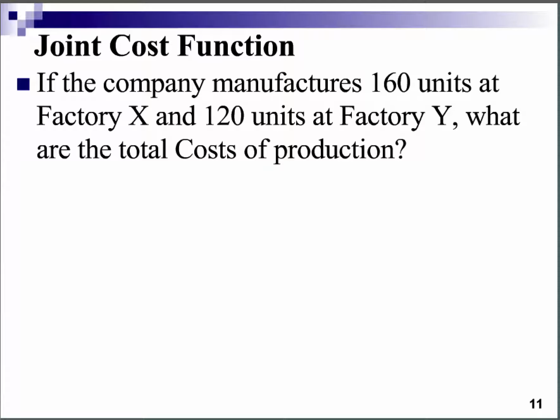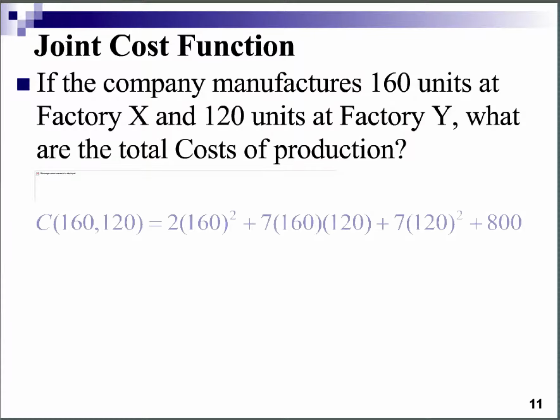So our first question says, let's suppose, using the same cost function that we just saw, that the company manufactures 160 items at factory X and 120 items at factory Y. Then what is the total cost of production in this situation? So we start with the cost function, which was given to us in the previous slide. It looks like this. And then because we're given the value of little x to be 160 and little y to be 120, we can simply evaluate this function by substituting those two values into the joint cost function, and it looks like this.